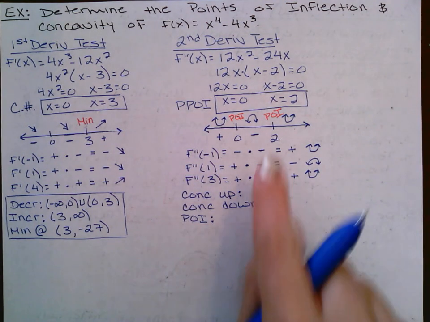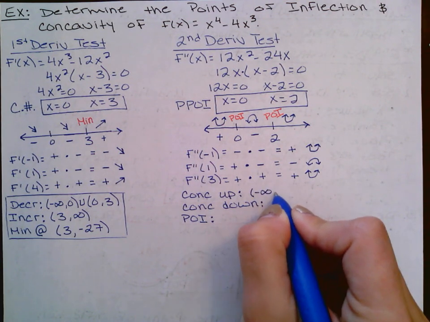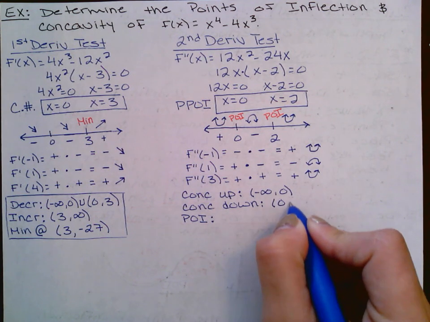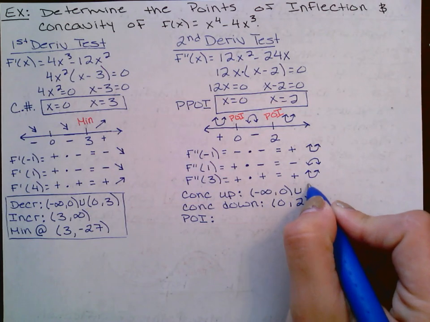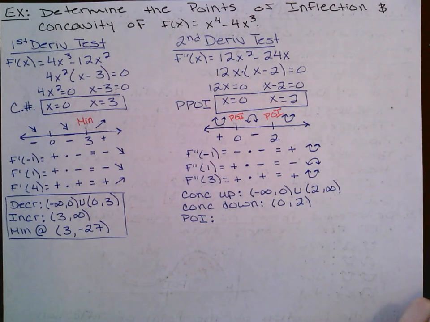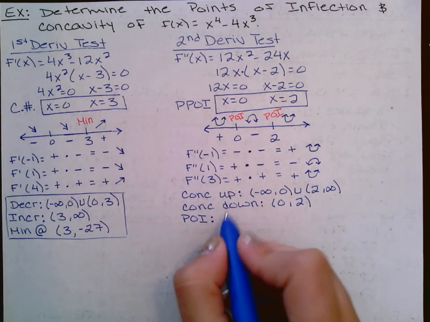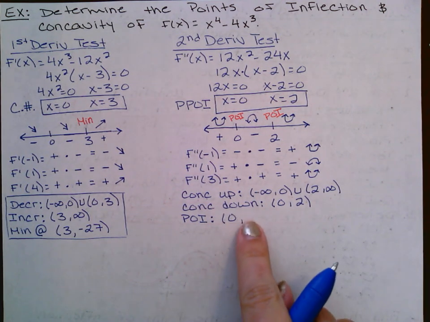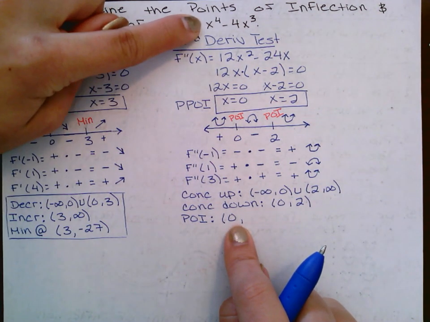Okay? So I was concave up from -infinity to 0. Then I was concave down from 0 to 2. And then I went concave up again, so I'm going to add that to this list with a union, 2 to infinity. Okay? My points of inflection, I have 2 of them. I need to write these as ordered pairs. My first point of inflection happens at 0. And to find out the location of where it was, I need to plug that 0 back into my original.